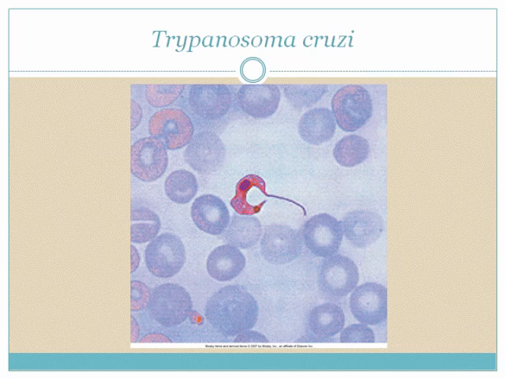Here you see a picture of Trypanosoma cruzi. This one is more C-shaped versus the U-shape that you'll see in Trypanosoma brucei. But you can see that undulating membrane again, the flagella, the nucleus, and the kinetoplast.